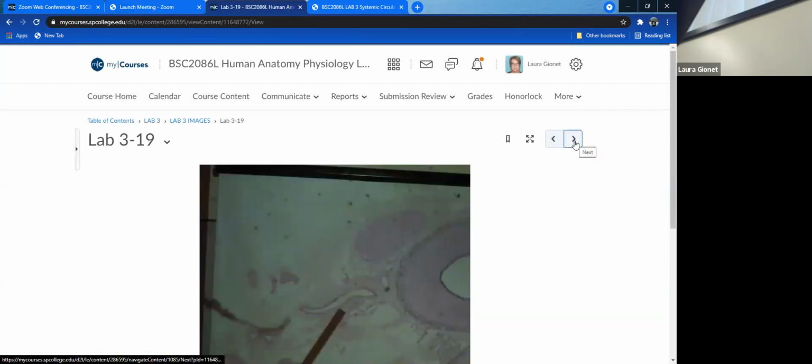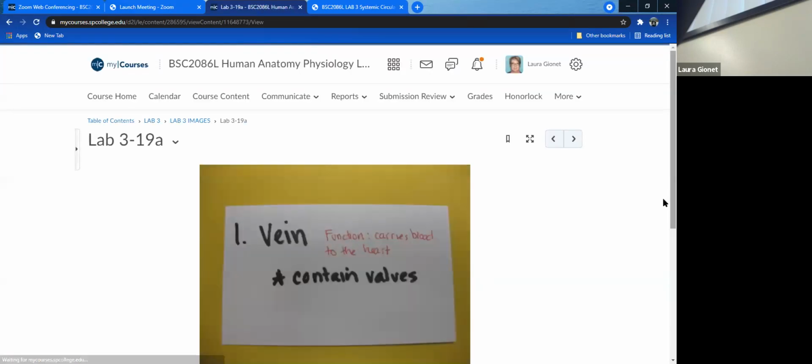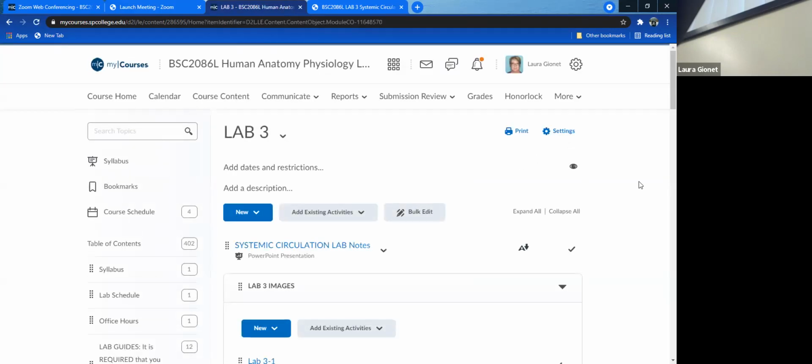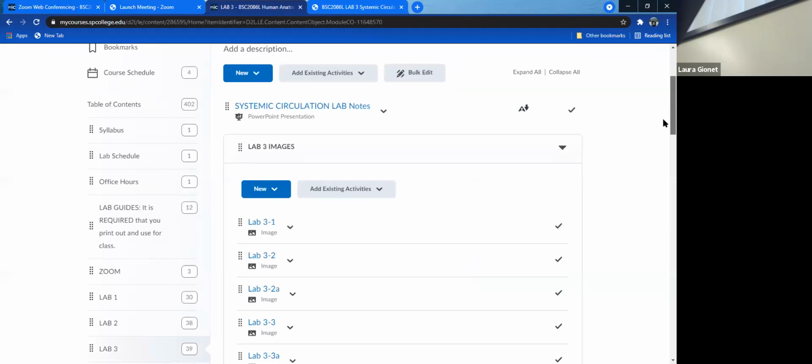Now we're pointing to a vein. Veins carry blood to the heart. They contain valves. Okay, so that's the end of those images.